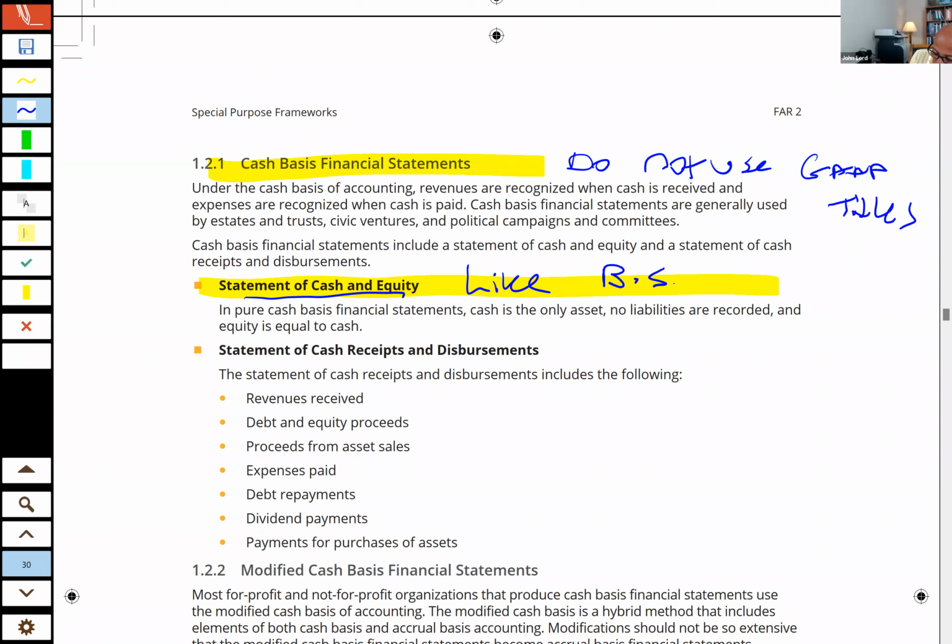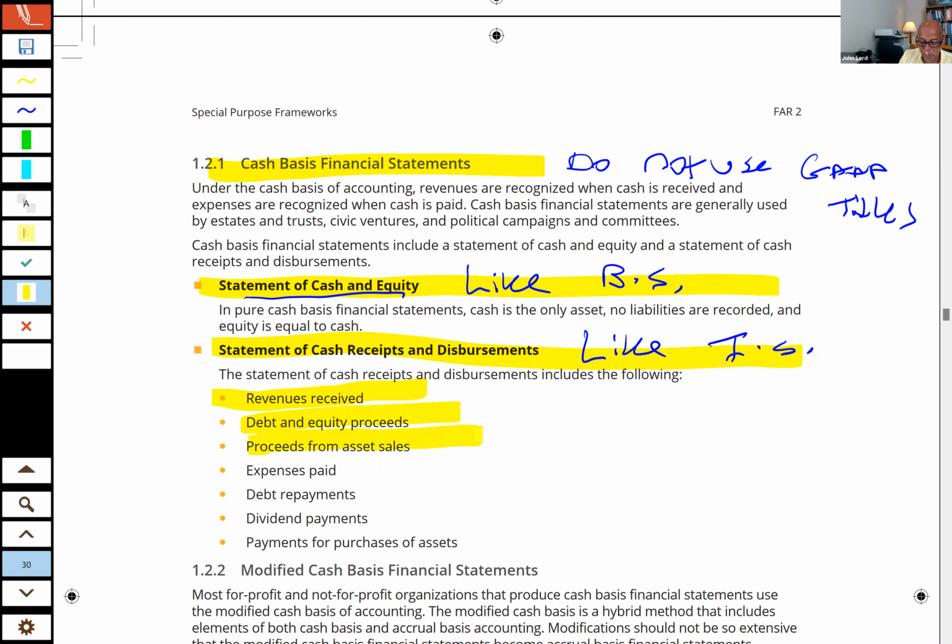So they just really start getting wordy with how they describe these because they're not allowed to use the GAAP titles, okay? Now, when you take a look at statement of cash receipts and disbursements, what does that sound like? Well, that sounds like the income statement, doesn't it? But we don't call it the income statement. Now, notice though that we have the revenues received. That's the actual cash receipt, right? Debt and equity proceeds. Now, wait a minute, if this is accrual, a debt or an equity proceed that comes in is going to generate either a liability or stockholders' equity, but we don't have debt and we don't have stock, so we'll have the cash coming in and that will add to the equity if we issued stock. If we issued a debt security, that's going to be cash coming in and like a revenue.